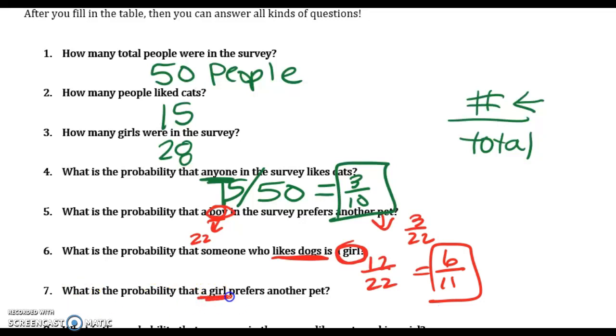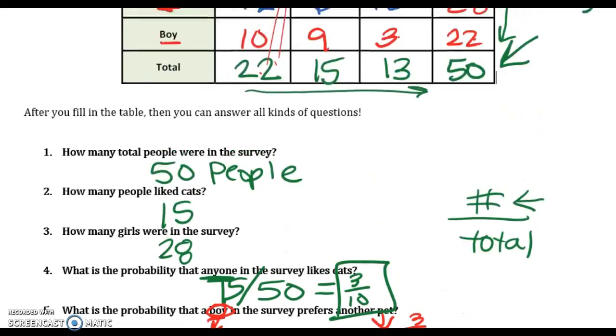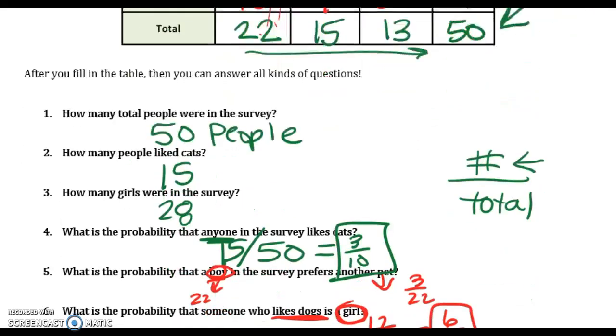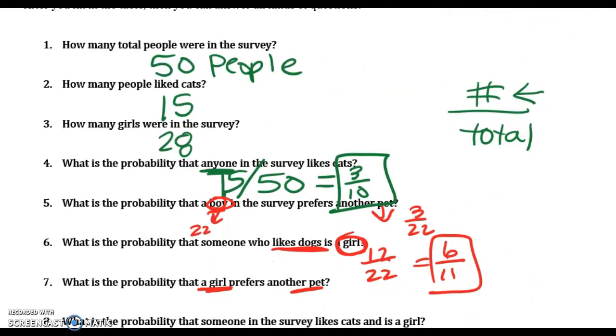So now let's look, what is the probability that a girl prefers another pet? So now we're looking at the girls. There are 28 total girls, and 10 like another pet. So we would do 10 out of 28, those both divide by 2, so 5 out of 14. Okay, just a few more.